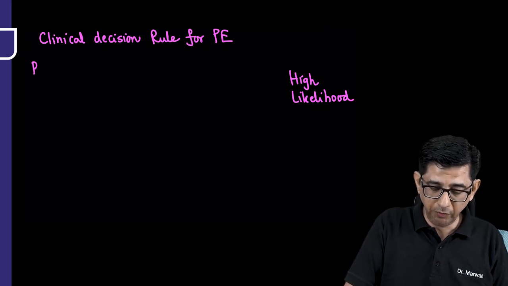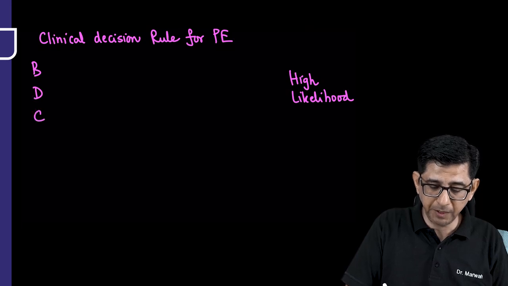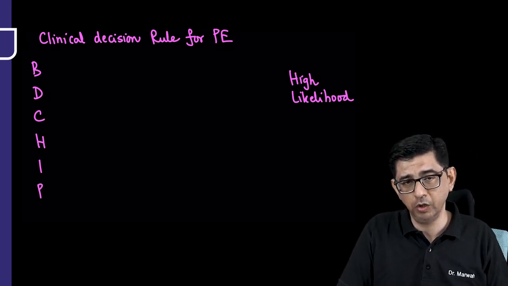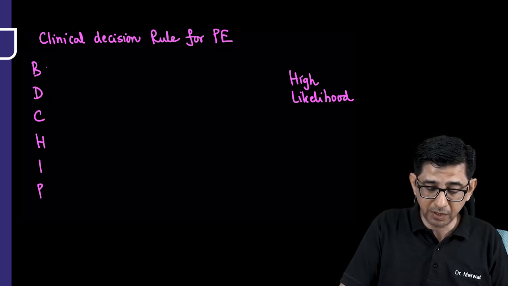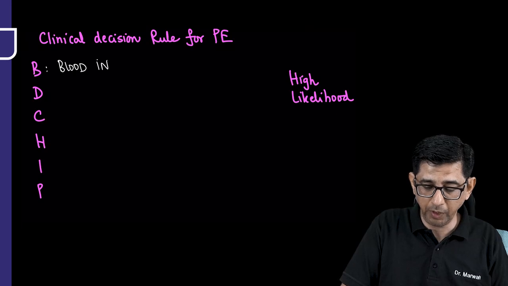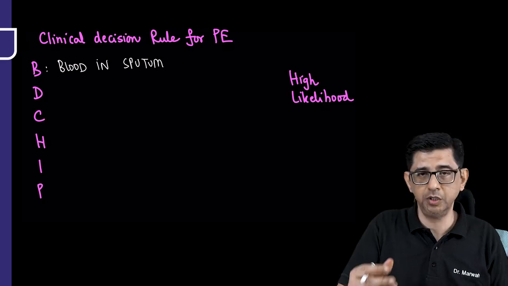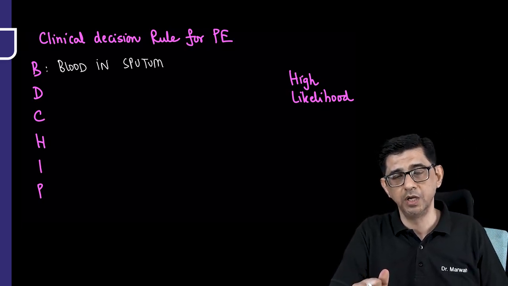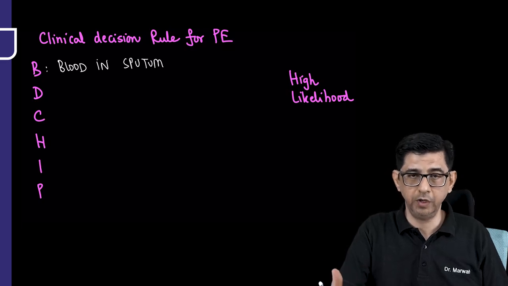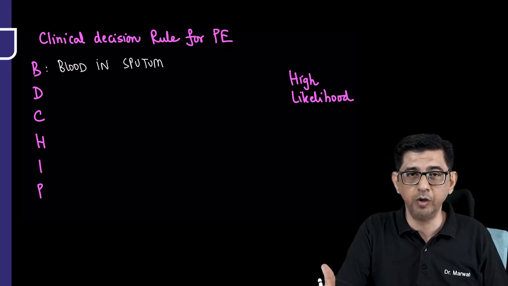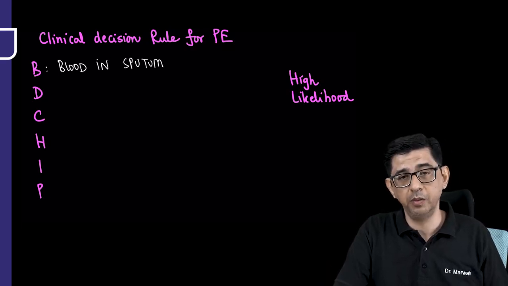Now, the mnemonic that we use to remember this would be BDC and BDC hip. Out of this, the first component that I'm going to write is not very common, but can be present in some cases, which is a very dramatic symptom of hemoptysis, or blood in the sputum. The logic is that if there is obstruction of the pulmonary artery or its branches, then the pressure proximal to the obstruction is going to rise, and that can cause those branches to pop off, and that is why hemoptysis can be explained.